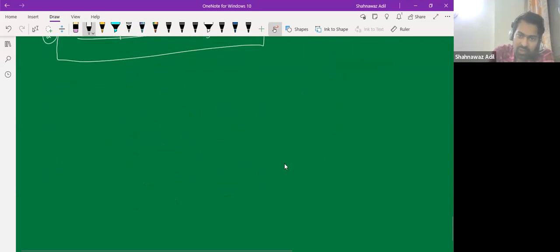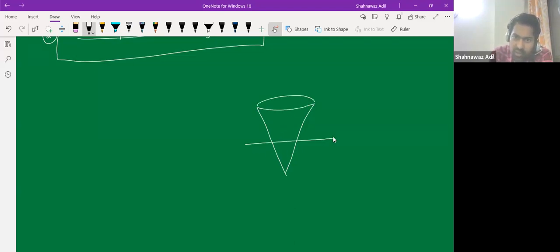So let's say if you have a cone, right, and you cut this cone from here. What will be the shape that you will get? You will get two circles. One would be in the bottom, the other would be at the top, and this would be the shape that you will get. So this shape is called the frustum, right? This will have two radii, R1 and R2.